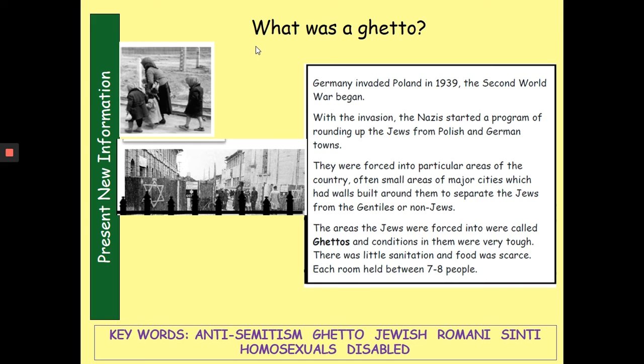The term Gentile is used for anyone who is not Jewish. The areas the Jews were forced into were called ghettos, and conditions in them were very, very tough. There was little sanitation and food was scarce. Each room held between 7 to 8 people. So in a large-ish room, there'd often be 2 or 3 families living in that one room. There was often very little plumbing, so flushing toilets, showers, that sort of thing would not be readily available. So awful conditions that the Jewish people are kept in.